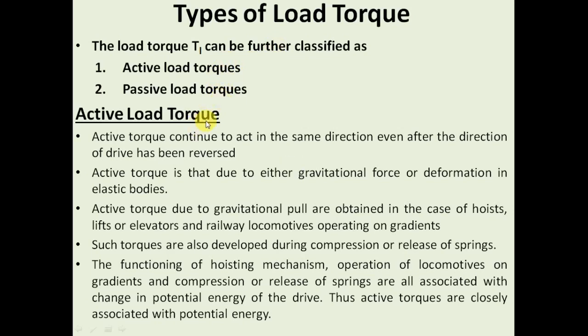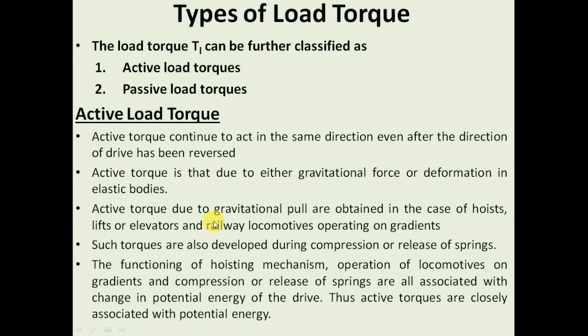Active load torques are those which retain their sign even after the direction of rotation of the drive is reversed. That is the basic explanation of active load torque. This exists mainly due to the gravitational force or the deformation in the elastic bodies. See, if you are considering the case of a hoist operation, whether the hoist is moving in upward direction or in the downward direction, the direction of gravitational pull will always be downward. That is, the gravitational pull is a good example for this active torque, because its sense of direction is not getting reversed. Whether the hoist is moving upward or downward, the gravitational pull will always be acting in the downward direction.